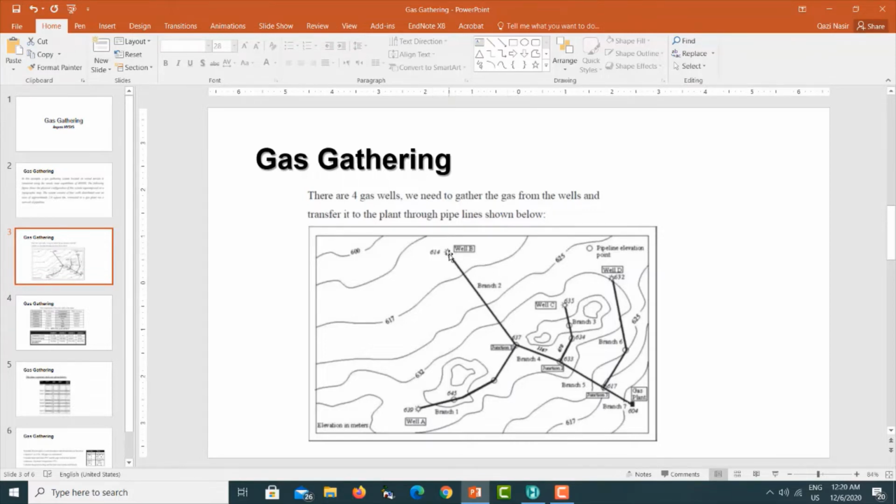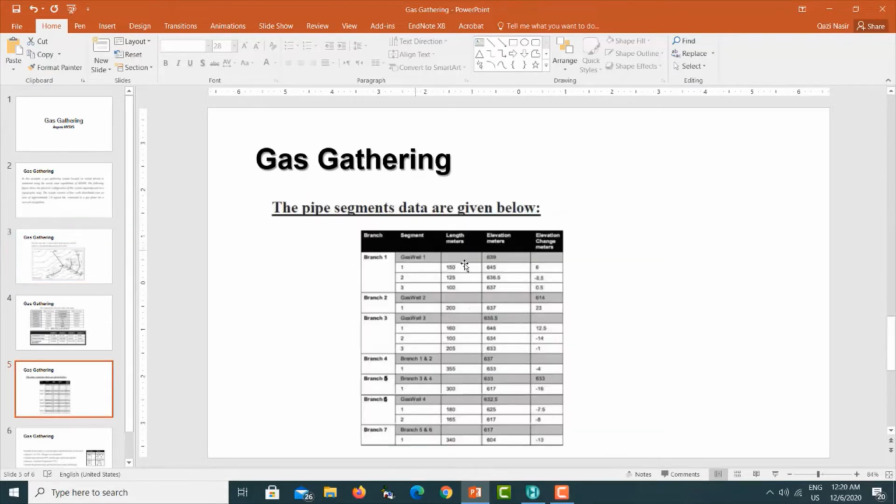Similarly, well B, we have only one segment. Well C, we also have one segment, and we have 2 and 3 segments. Similarly, well D, we have 1 and 2 segments. So in this way we can divide these pipelines based on their segments, which is shown here, and information regarding those segments, the length and the elevation of the segment, is mentioned here.